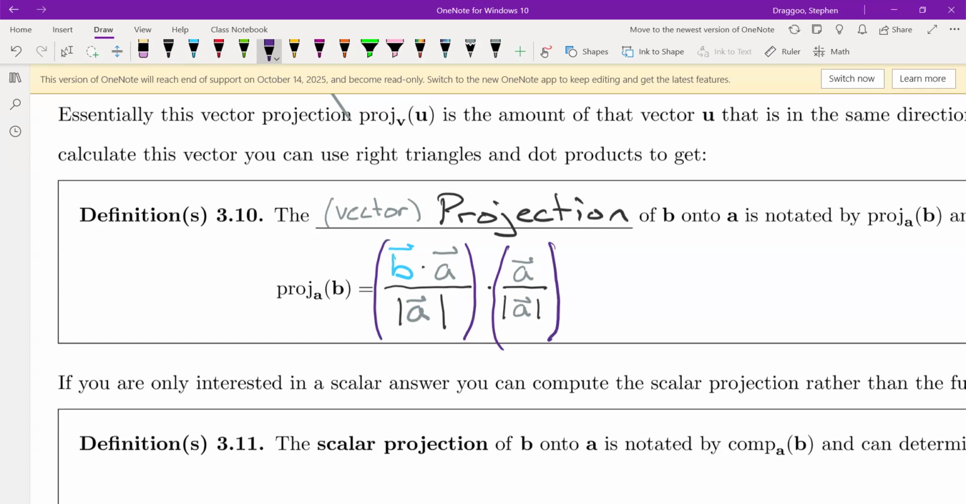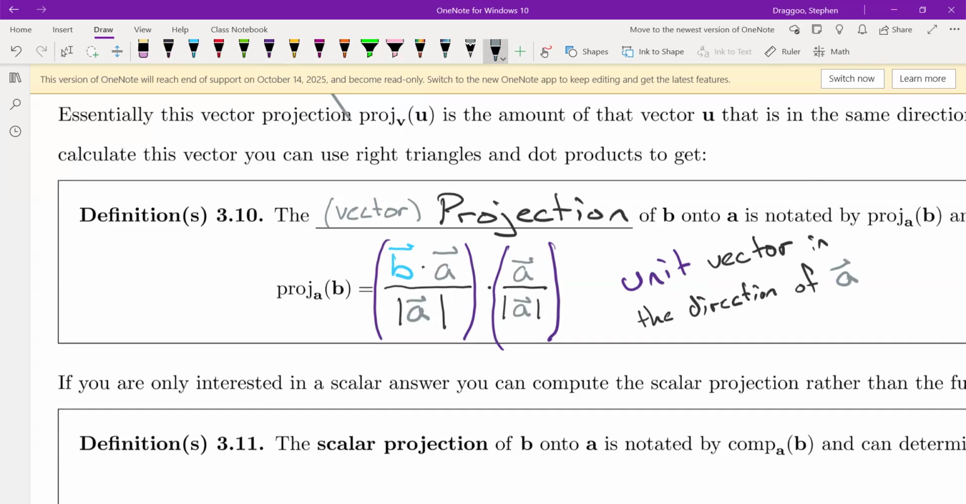Separate those two things out for a moment. The thing on the right, I think, makes more intuitive sense. So I want to talk about that first. That is simply the unit vector in the direction of A.